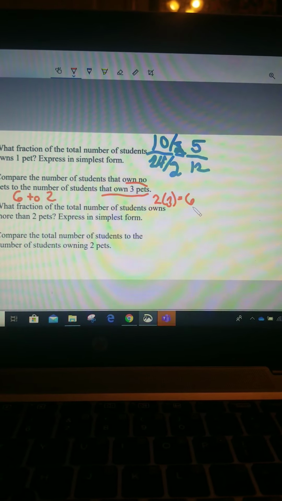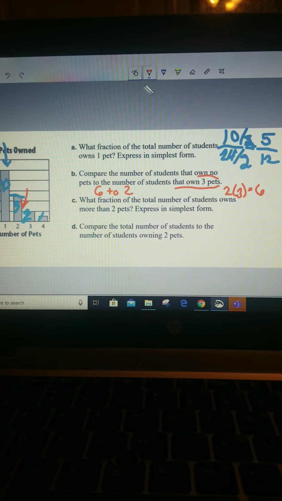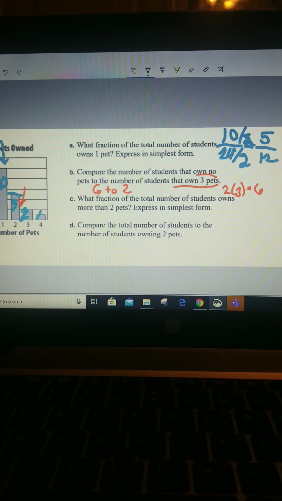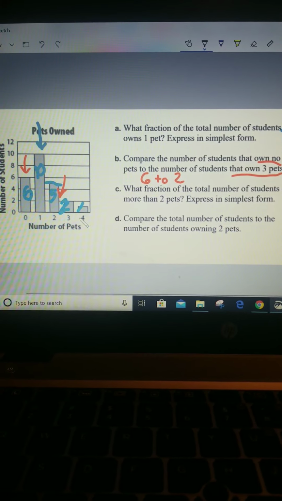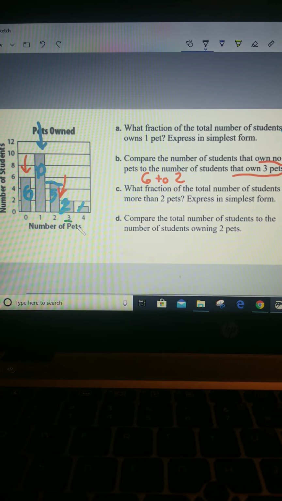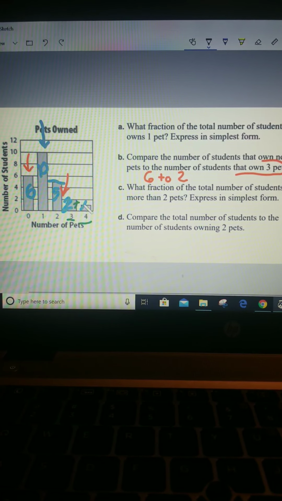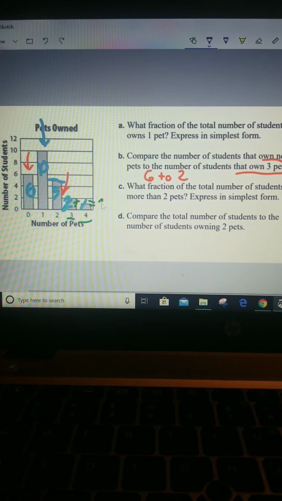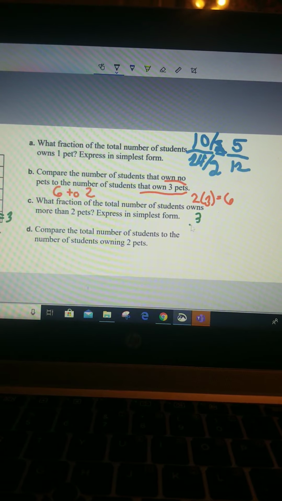What fraction of the total number of students owns more than 2 pets? So now I'm going to look at more than 2. The only numbers down here that are more than 2 are 3 and 4. So I'm going to take these 2 numbers and add them together. 2 plus 1 is 3. So that is 3 out of a total of 24 people.